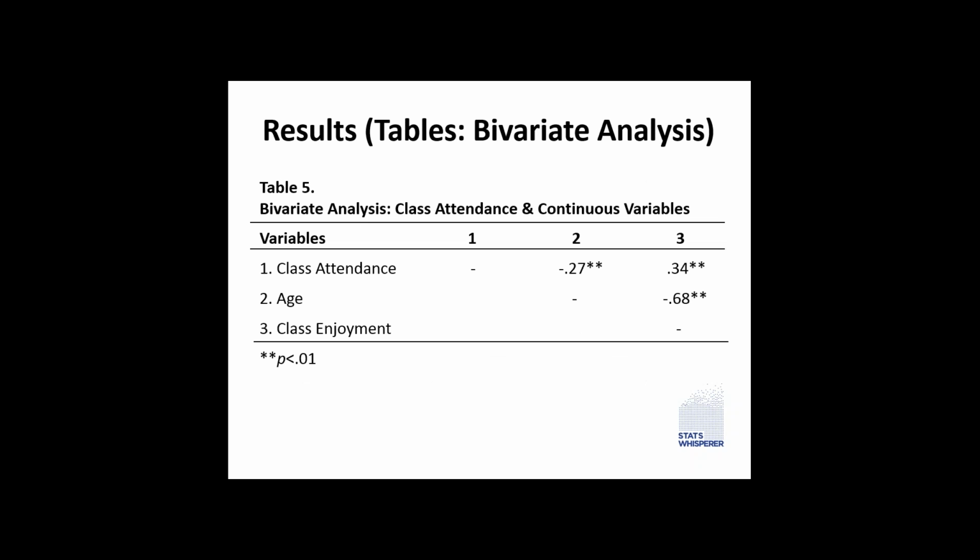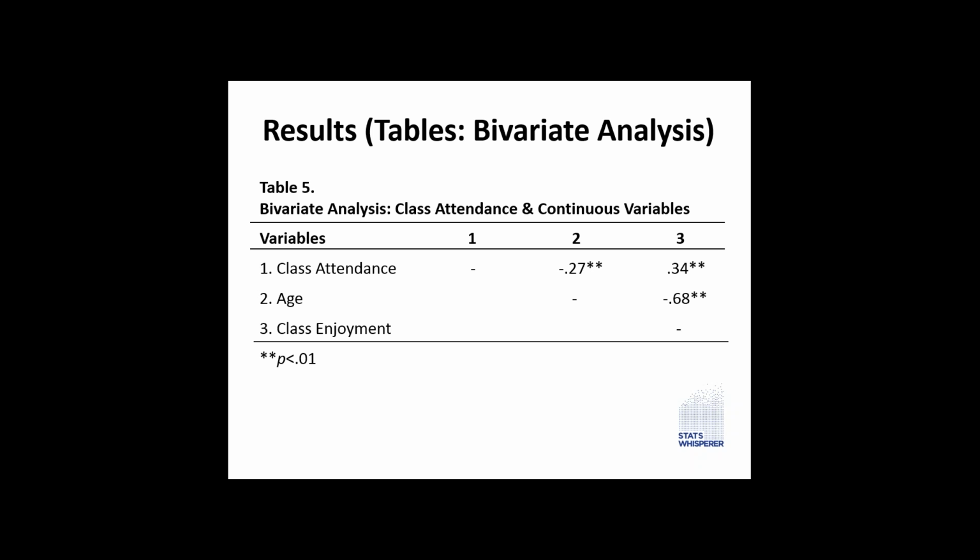Then we need a separate table, Table 5, right, bivariate analysis for the continuous variables, the continuous class attendance with the continuous variables. Then if you go across the top, it says variables, and we have 1, 2, 3, which corresponds to the 1, 2, 3 going downward, class attendance, age, and enjoyment. So at the intersection is the correlation between each variable. So where class attendance intersects with 2, that's the correlation between class attendance and age, and 3 is the intersection of class attendance and enjoyment. So we can see from the asterisks, they're both statistically significant.